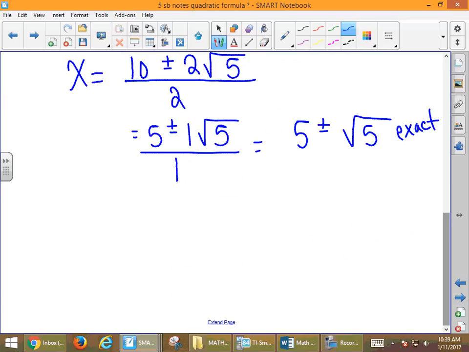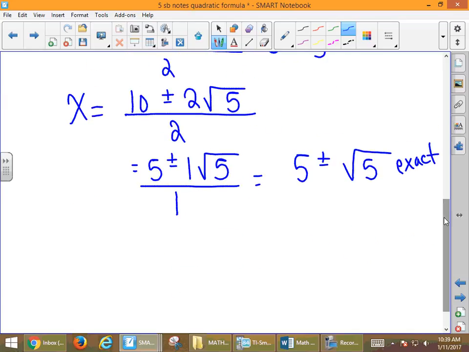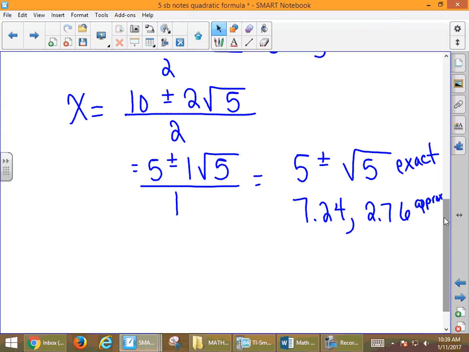I'm not going to spend the time to type it in the calculator, but I will tell you that 7.24 and 2.76 are the approximate values. I do want to do one more. I know I'm not quite going to finish the notes, but I do want to do one more problem to finish today.